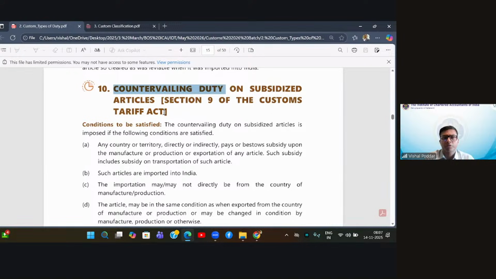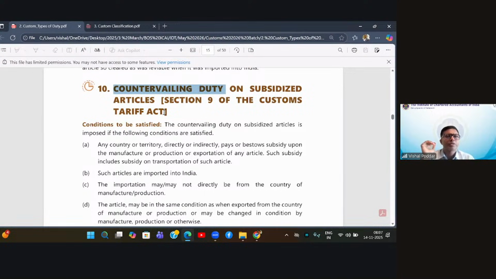This is what our government also does. To promote our exports, we may give our domestic manufacturers some subsidy. Now, when our government is giving a subsidy, it reduces the cost of our manufacturer, and hence our manufacturer's goods become cheaper in the foreign country market.